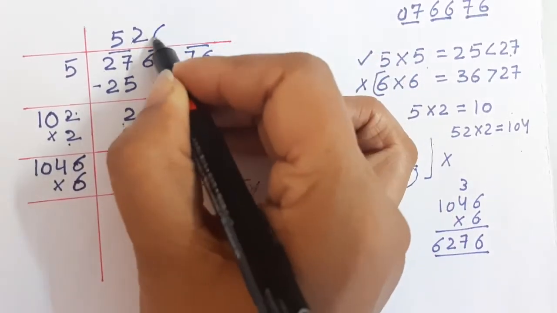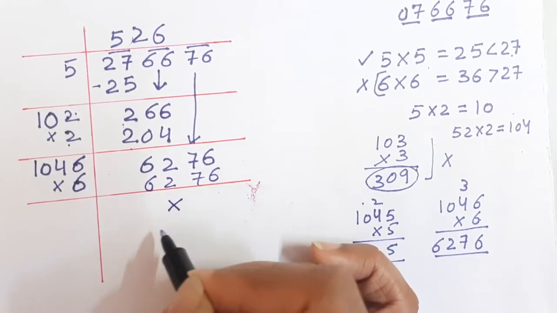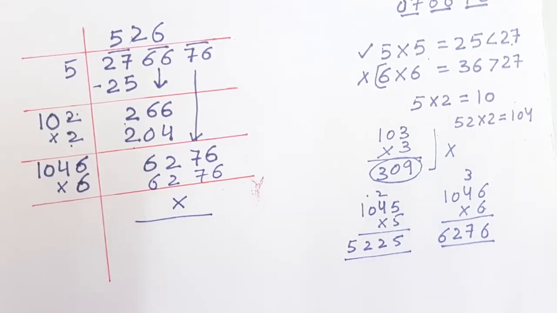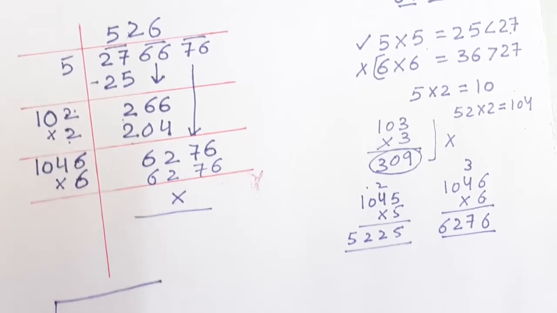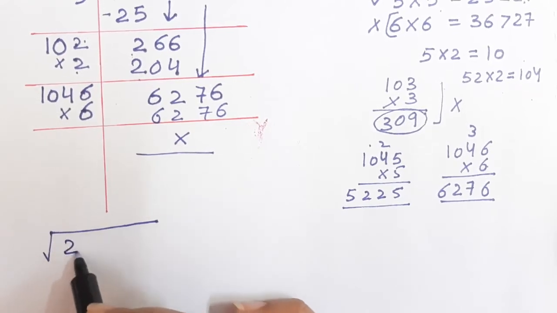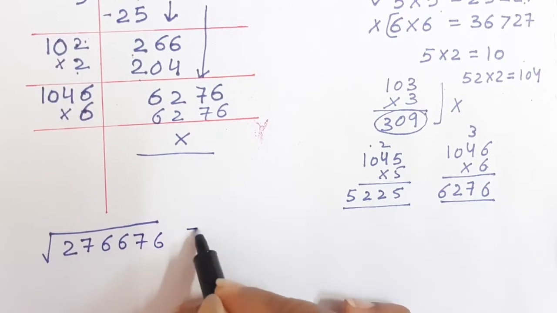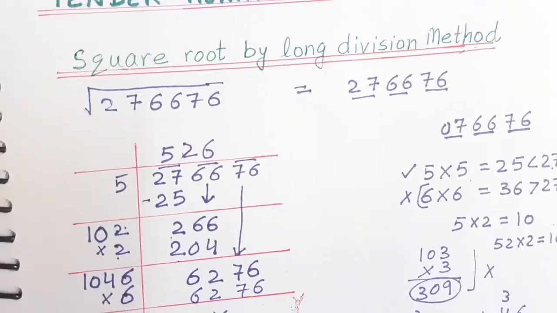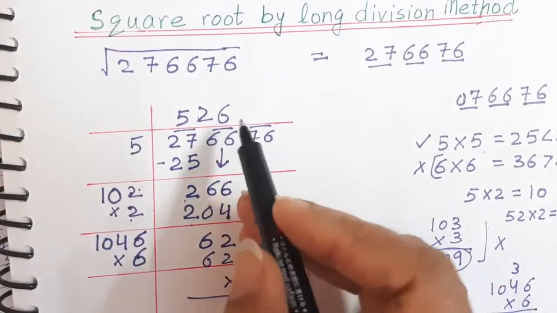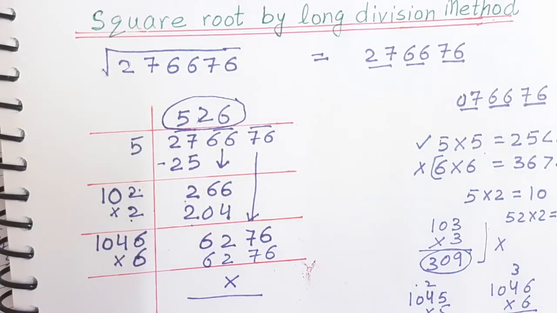And we will write 6 here also. So it is 6276 and the remainder is 0. That means the square root of 2,76,676 is equal to 526. Remember children, the quotient that we have got at the end, this is my answer. This is the square root. I hope you all have understood now.